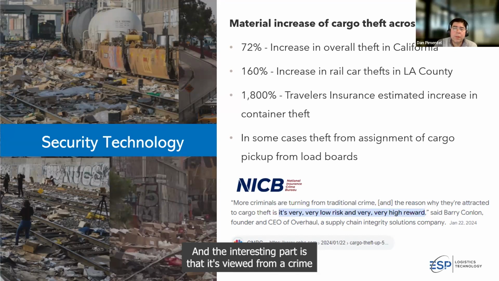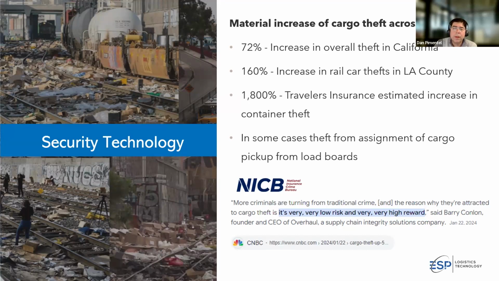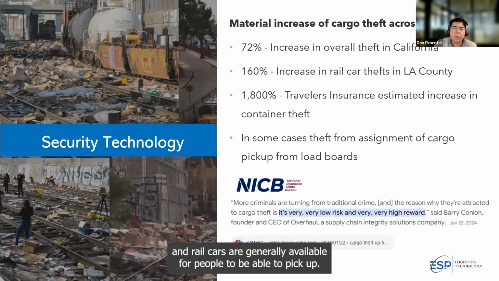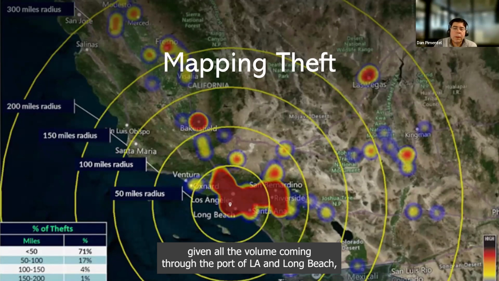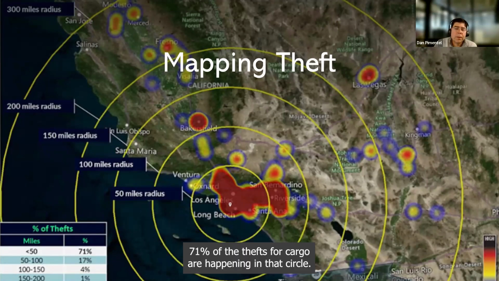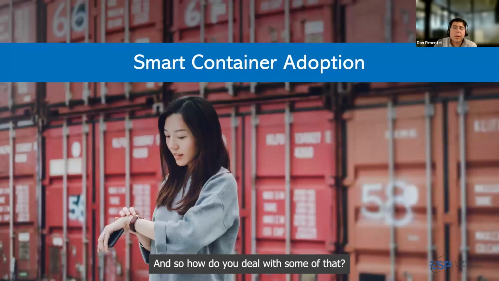And the interesting part is that it's viewed from a crime perspective as very low risk and very high reward. And it probably speaks to the fact that these containers and rail cars are generally available for people to be able to pick up. And how do you then secure them and make sure that doesn't happen? The concentration, makes sense given all the volume coming through the Port of LA and Long Beach, that the concentration of theft is highest within 70 miles of those ports. 71% of the thefts for cargo are happening in that circle. And so how do you deal with some of that?